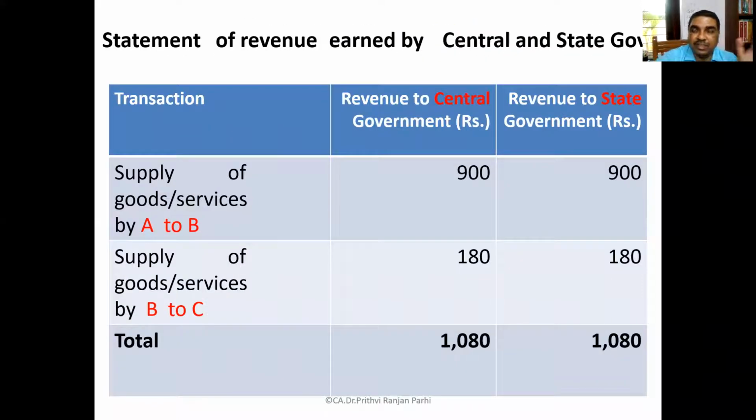I think this was a very simple example. All of you must have understood. Is it clear to you? On an intrastate transaction, the government is not losing anything, and suppliers are paying tax only on value addition. Is this concept clear to you? Yes or no?